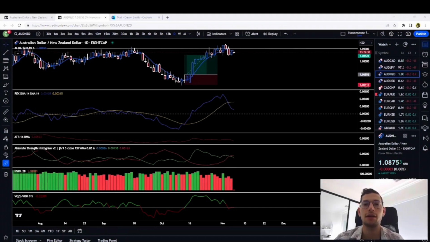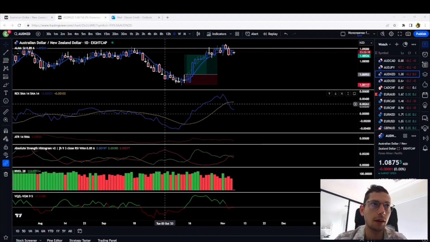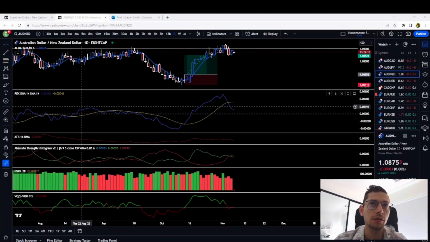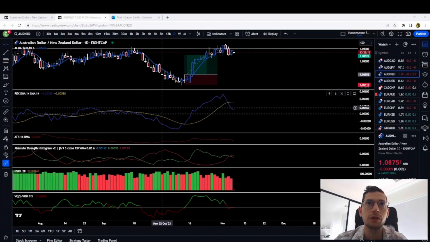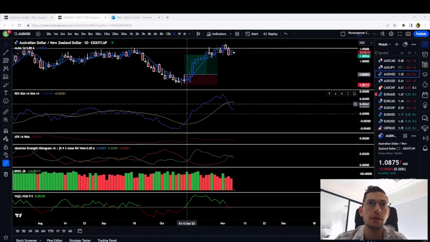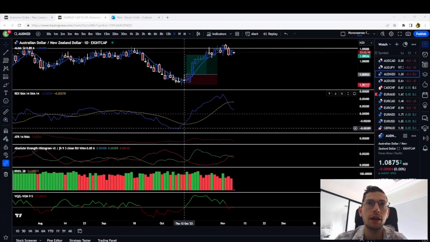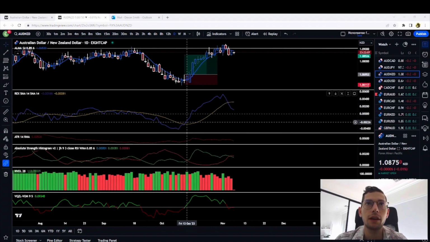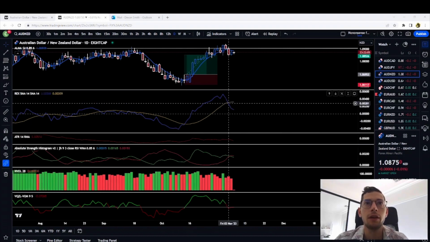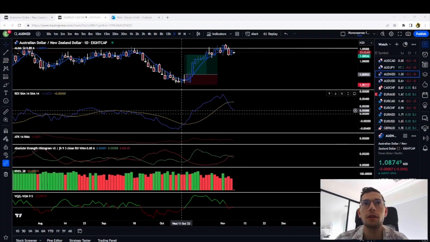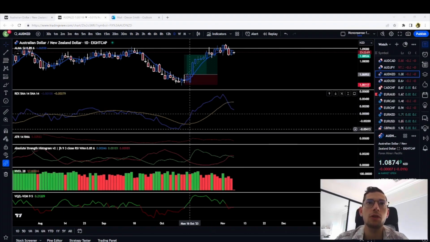Hey guys, I wanted to talk to you about using an exit indicator and how it can get you out of trades at the right time. The exit indicator I'm using is the Rex SMA 14. I've left this on default settings, and it can be both an entry indicator and an exit indicator. I'm not actually using it as my entry indicator.